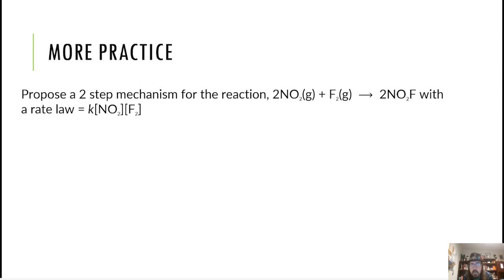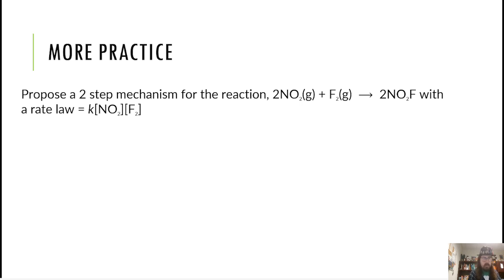Now, here's an example. Propose a 2-step mechanism that might fit this data. So 2 NO2s plus F2 goes to 2 NO2F. So 2 of these, and it's a first order with NO2 and F2. There's several different possibilities, but basically there are 3 molecules that need to react, but the rate determining step has only 2 of the molecules.